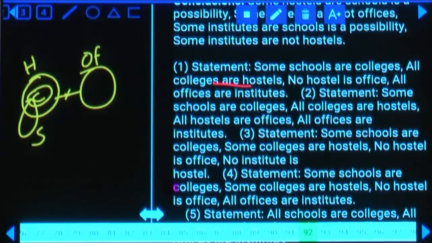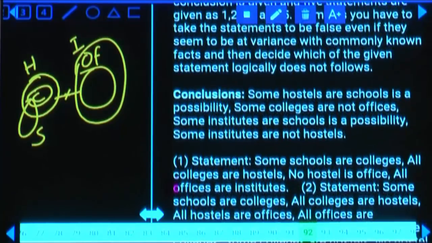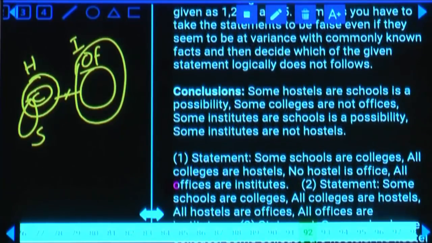And next one, all offices are institutes. All these offices are institutes. This is the basic diagram. Now with the help of this one, let us check the possible conclusions. What is the first possibility here? Some hostels are schools. Some hostels are schools is a possibility, yes.